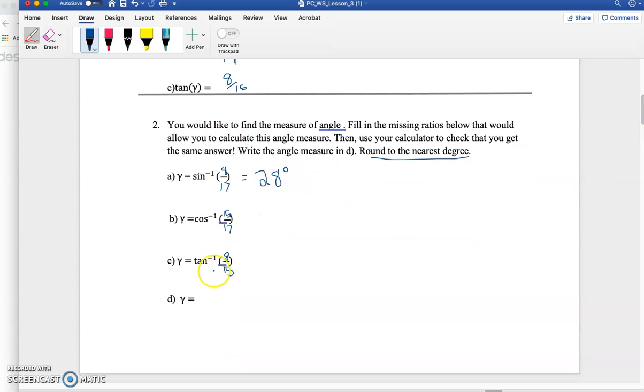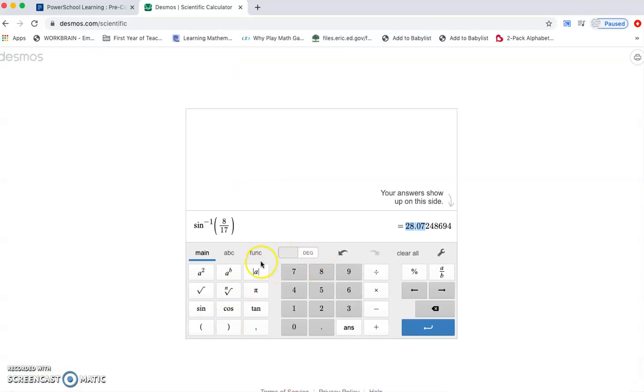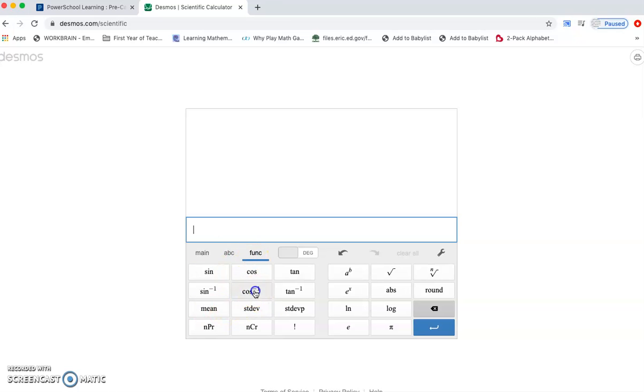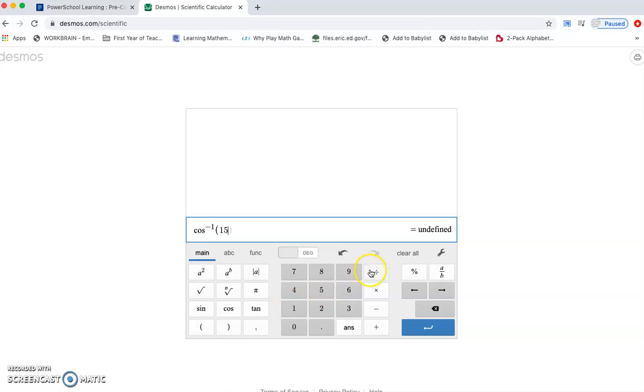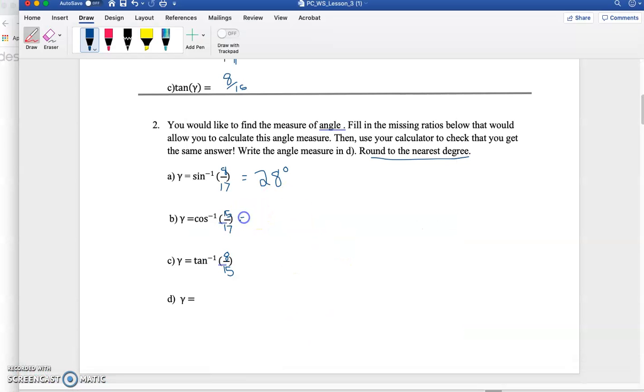Okay, let's do the inverse of cosine. So it's 15 over 17 for cosine. And let's clear all. We're going to do the inverse of cosine. Make sure that the -1 is up there. And we said 15 divided by 17, and that better give us 28. And it gives us the same, 28.07248694. And so then I write that again. Remember, we rounded it, so it is still equal to 28 degrees.